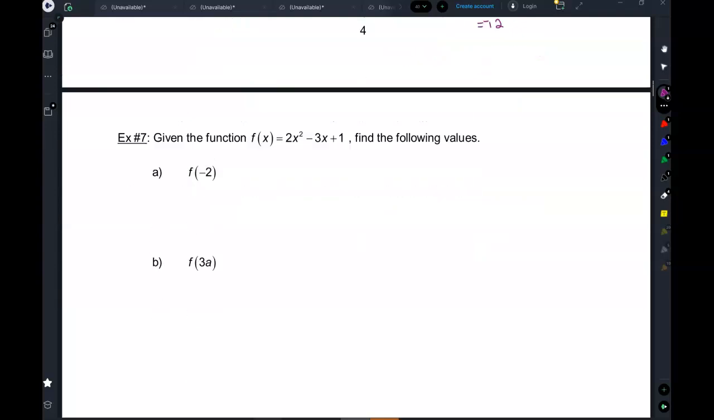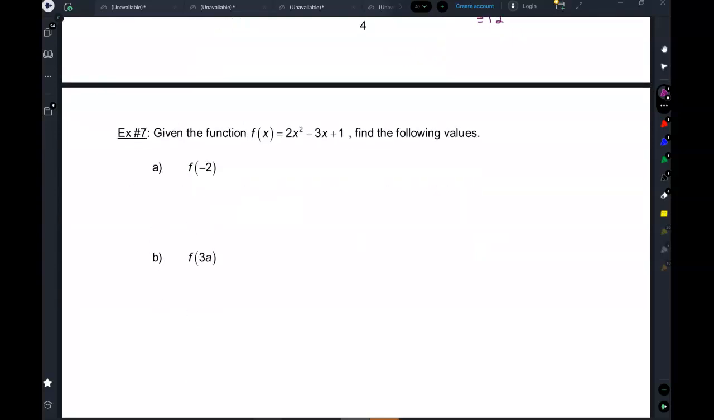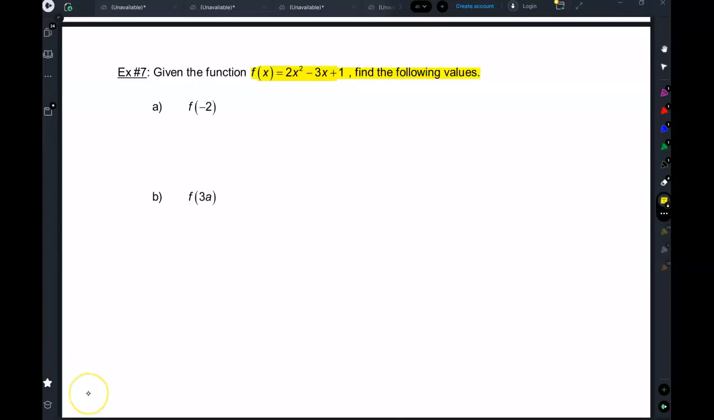So go ahead and do these 2 on your own. Now you have a more complicated function, right? Remember when you put negative 2 into the function, put negative 2 in parentheses. So it would look like this: 2 times negative 2 squared minus 3 times negative 2 plus 1. All right, so go ahead and continue.